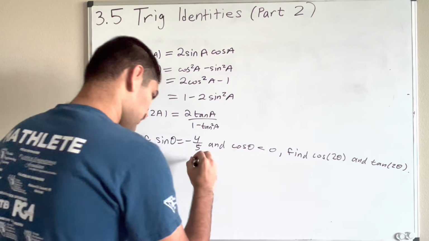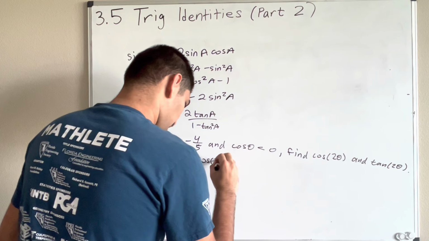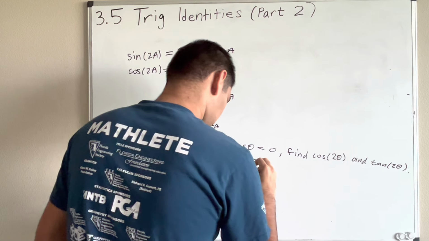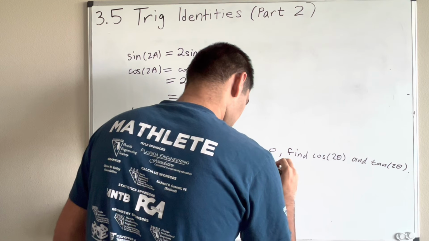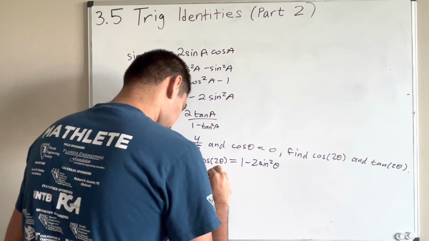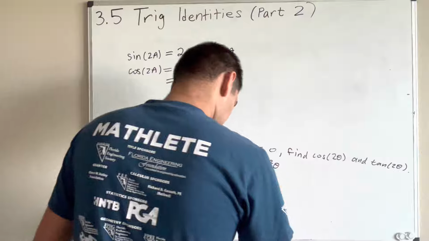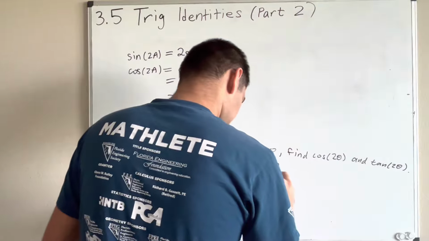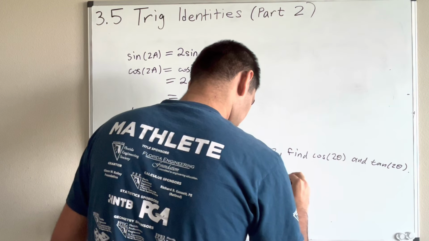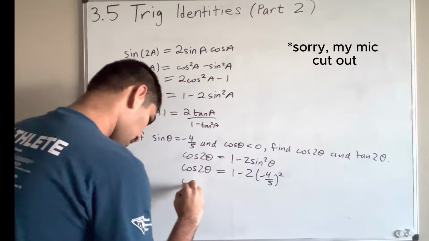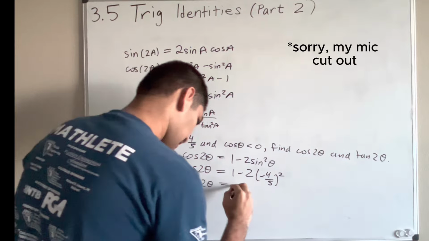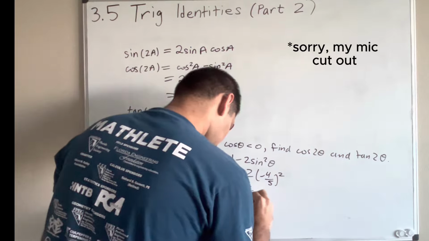So that's why for cosine of 2 theta, I'm going to write it as 1 minus 2 sine squared theta. So that way I can just substitute directly in without having to solve for any other trig functions, which is super nice. And then simplifying this, we get negative 7 over 25.